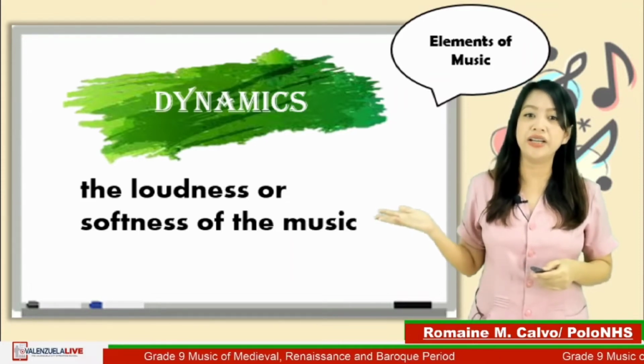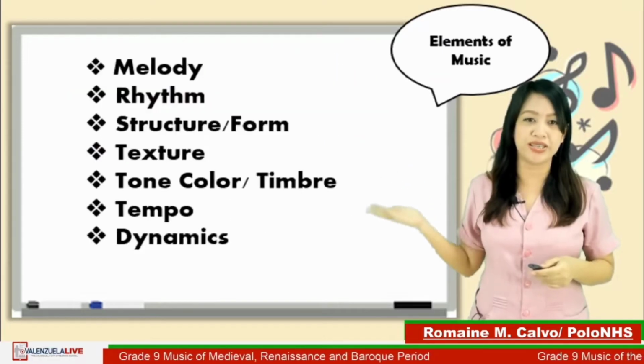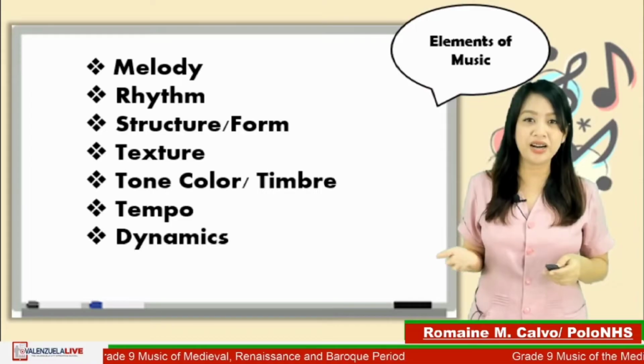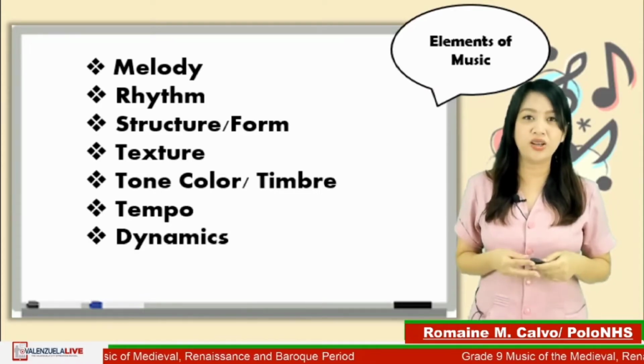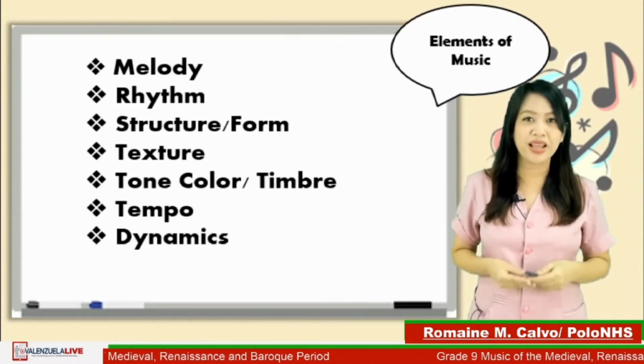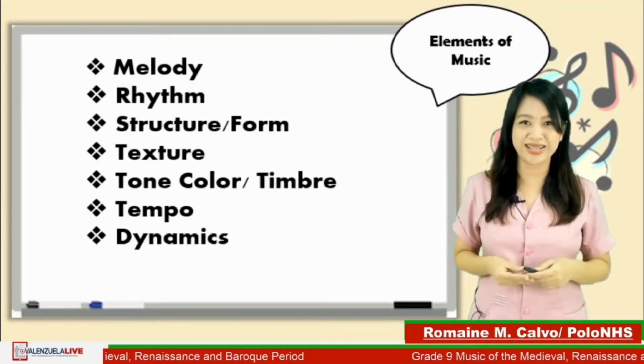So here are the elements of music. We have melody, rhythm, structure or form, texture, tone color or timbre, tempo, and dynamics.